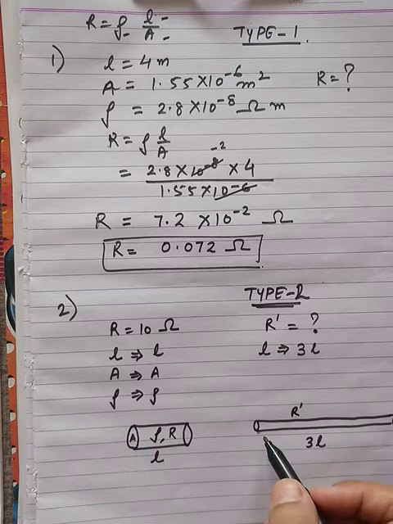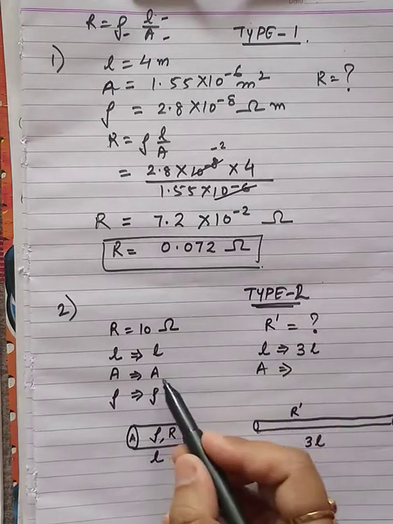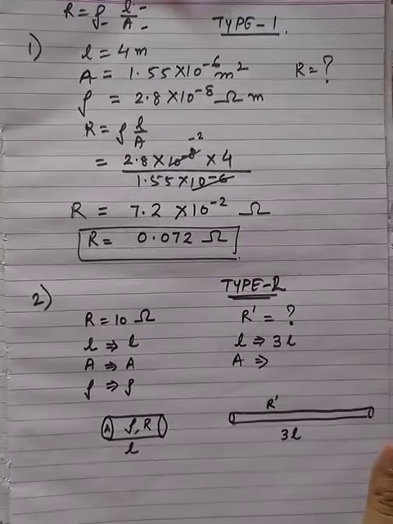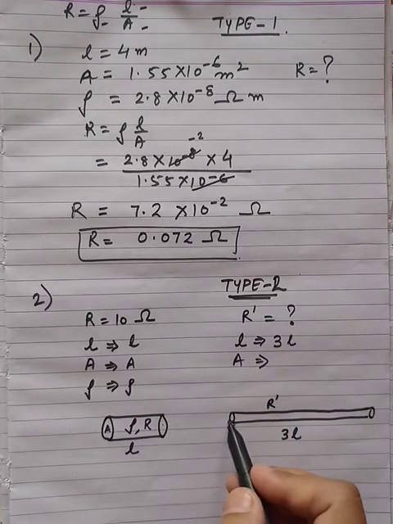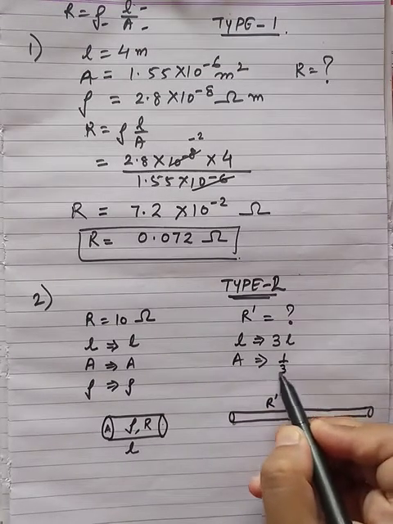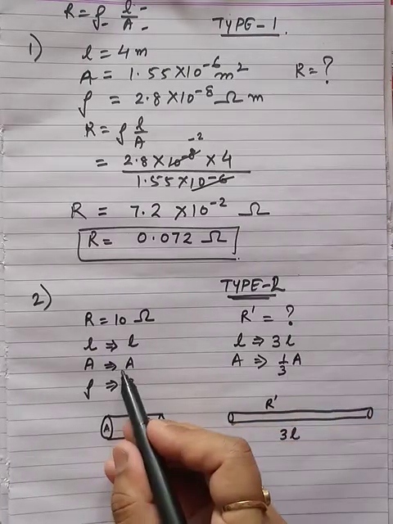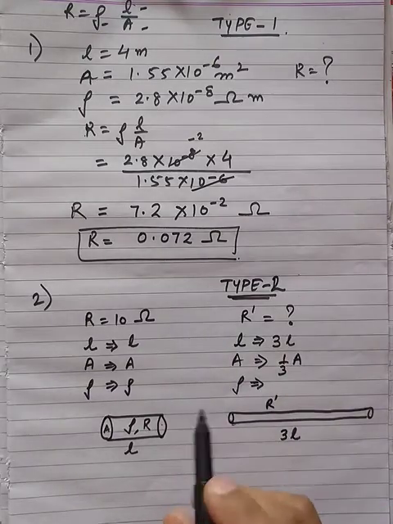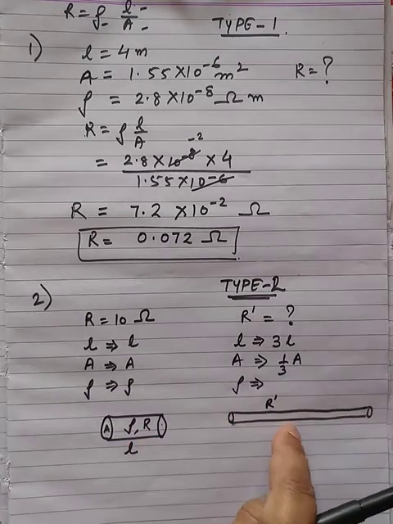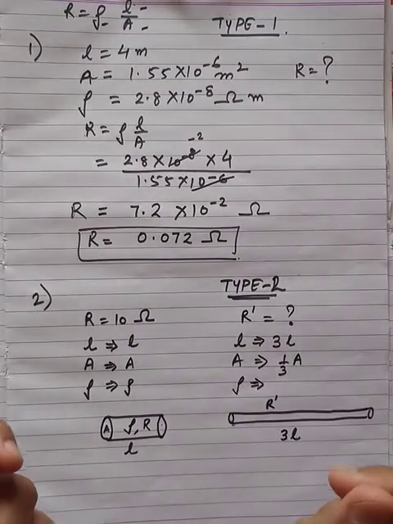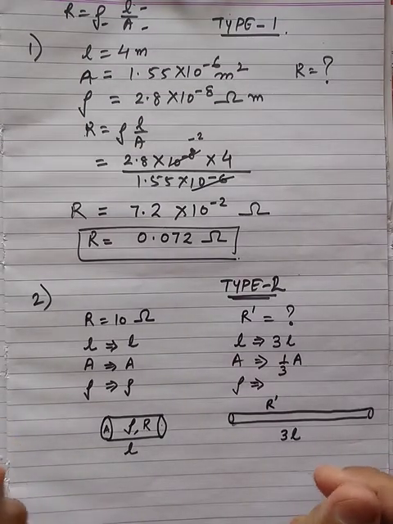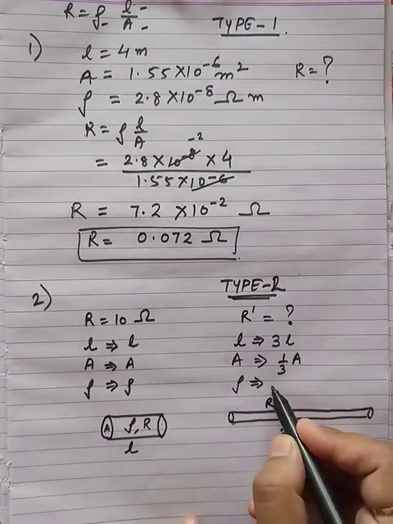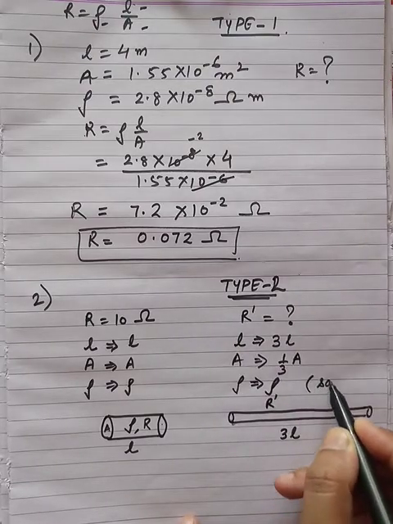And what happens to the area of cross section? Area of cross section becomes 1/3 because the length is stretched to 3 times. Okay, it will become thin, so it will be 1/3 of its area. Now, what happens to resistivity? It will not change because we are only stretching the wire, not changing the material. So resistivity will remain rho, the same.